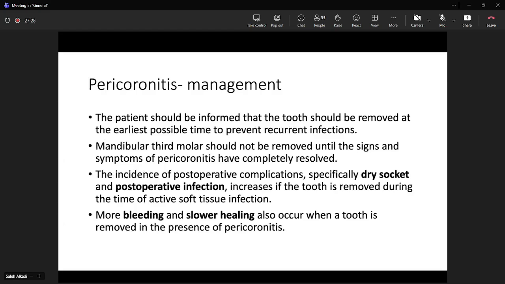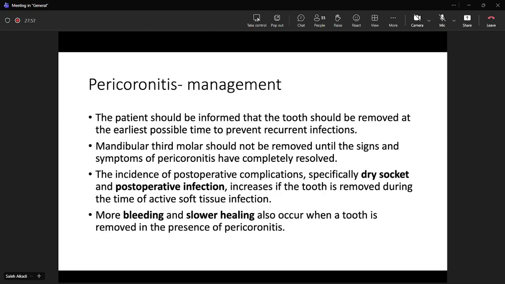When you have a patient presenting with pericoronitis, you should inform the patient that this tooth should be removed at the earliest possible time when symptoms and signs resolve, to prevent recurrent infection or recurrent pericoronitis. We advise not to remove the lower third molar while the pericoronitis is active. So you have to wait till the signs and symptoms of pericoronitis have completely resolved.